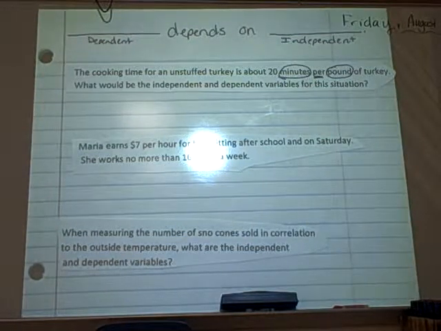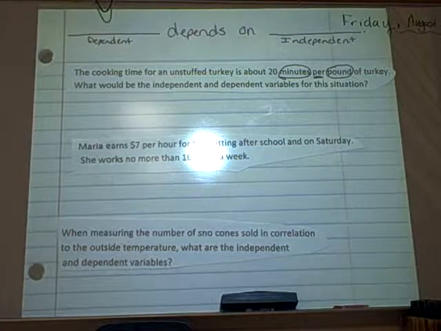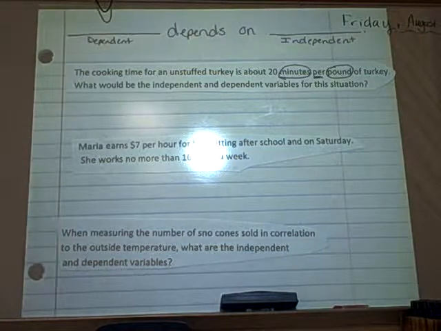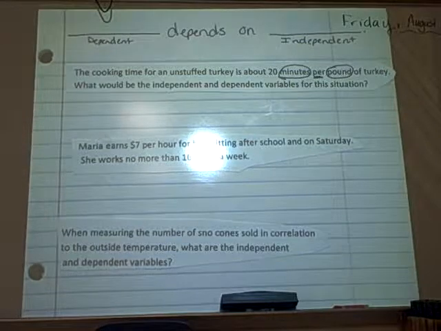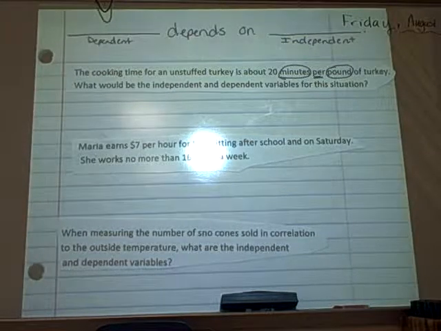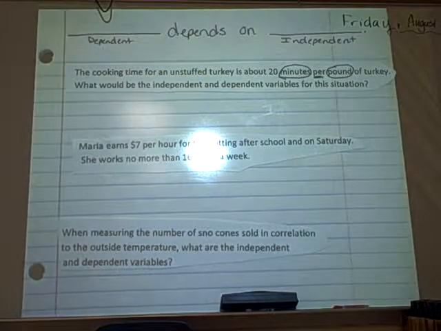Which one depends on the other one? Do the number of minutes depend on the pounds, or do the pounds depend on the number of minutes? If pounds depends on minutes, that means the pounds will change based on how long you cook it. So it needs to switch, right? Okay, this one's a little bit harder. The time depends on how big the turkey is, right? Which means if the turkey's smaller, you cook it shorter. If the turkey's bigger, you cook it longer. If you switch it the other way, that means that if I cook it longer, it gets bigger. If I cook it shorter, it gets smaller. That doesn't work. So it's going to be the time or the minutes.